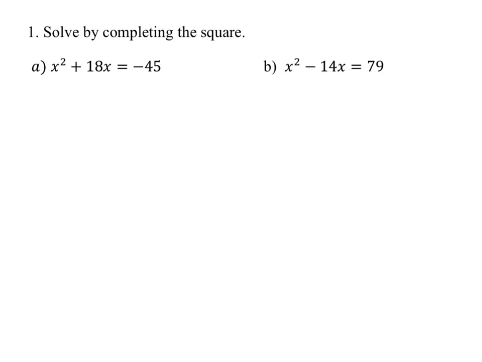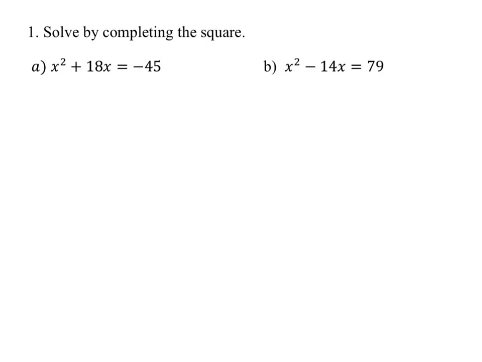Now this is a review problem from the prior unit. So part A says x squared plus 18x equals negative 45, and we're trying to complete the square. Completing the square means we have to figure out the c value that we need to add to both sides so that this expression on the left is a perfect square. In other words, the two factors that you get are the same two factors.